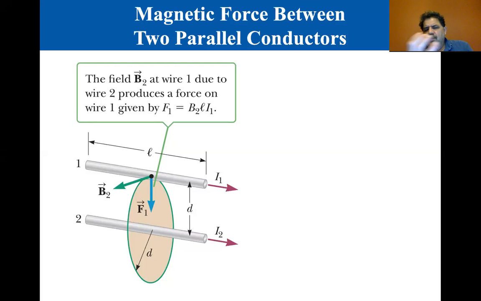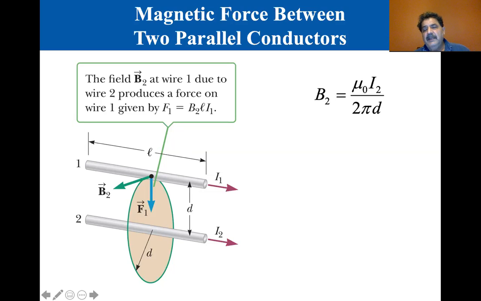The current is going in this direction, and it creates a B field wrapping around it using the right-hand rule. The I2, you can see it forms B2 that cuts right through the current of I1. So now we have a B field coming out of the page, current going this way, so the force is downward.